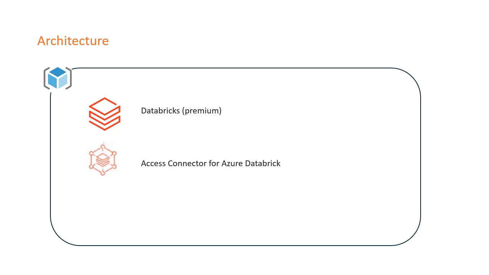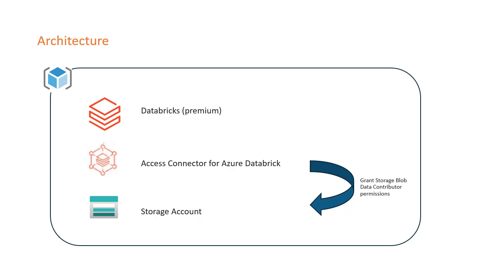Automatically, as part of the workspace deployment, we will have deployed an access connector for Databricks. And we will also need a storage account where Unity Catalog will keep all the Unity Catalog metadata. Important that the storage account is in the same region as the workspace that we created, and also that it has the hierarchical namespace enabled. Then we will grant, in the storage account, data contributor permissions for the access connector resource. Now let's start deploying all the things ourselves.